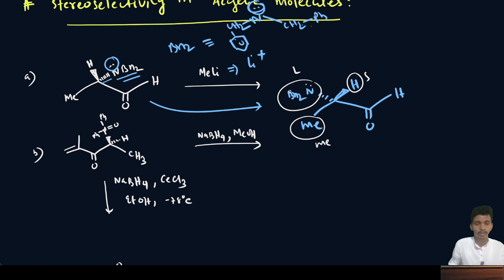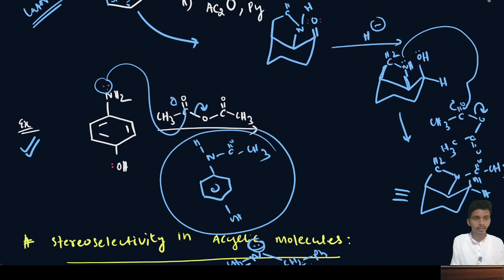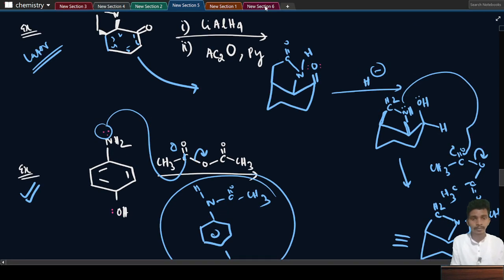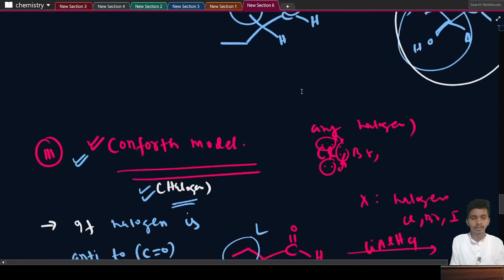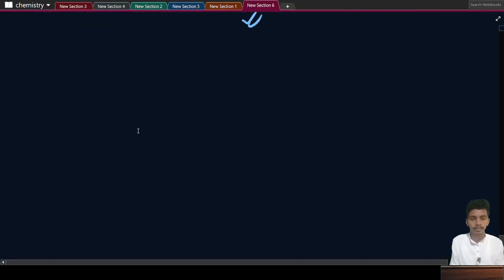So here you will see Cram's model. Cram's model is concerned with the large group. This large group should be anti, then attack from the small group side, and if the large group is seen to the carbonyl group, then attack from the medium group side. So in these three models we will just make it.